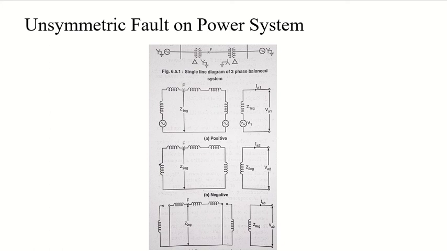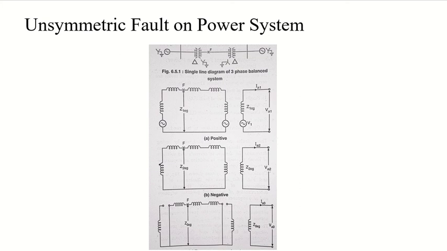We are discussing different types of faults which can take place in power systems, like symmetrical faults and unsymmetrical faults. In the beginning part of the playlist, we discussed symmetrical faults. Then we discussed symmetrical components, in which we covered the positive sequence network, negative sequence network, and zero sequence network or zero sequence components.